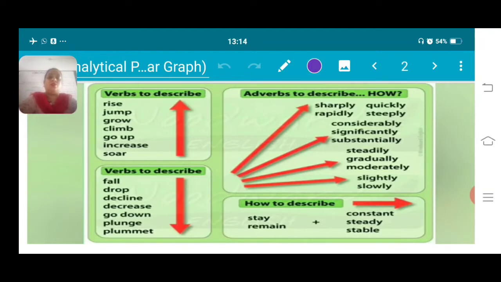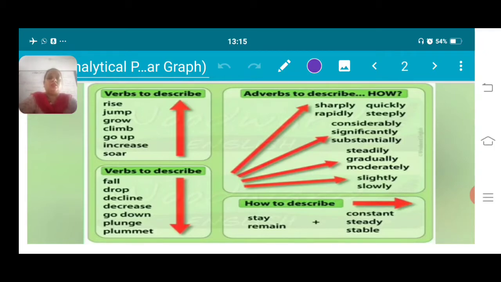In the first picture you can see the arrow which is going upside, so that is the rise. These verbs are used to show a rise in the particular data. So that is rise, jump, grow, climb, go up, increase, soar. And when things are decreasing, then you have to go with the arrow which is dropping down. So that is fall, drop, decline, decrease, go down, plunge, and plummet.